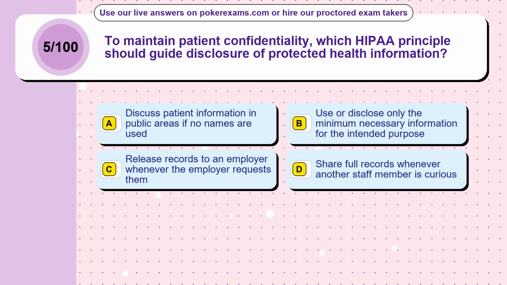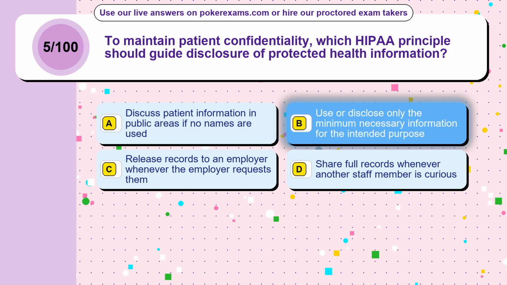Question 5. To maintain patient confidentiality, which HIPAA principle should guide disclosure of protected health information? Option A. Discuss patient information in public areas if no names are used. Option B. Use or disclose only the minimum necessary information for the intended purpose. Option C. Release records to an employer whenever the employer requests them. Option D. Share full records whenever another staff member is curious.